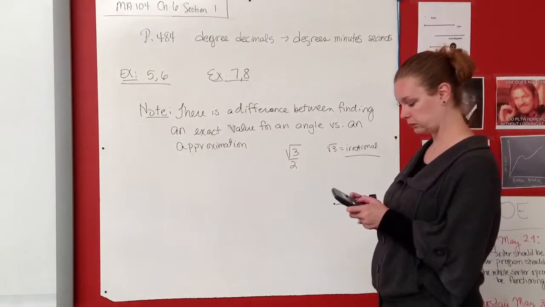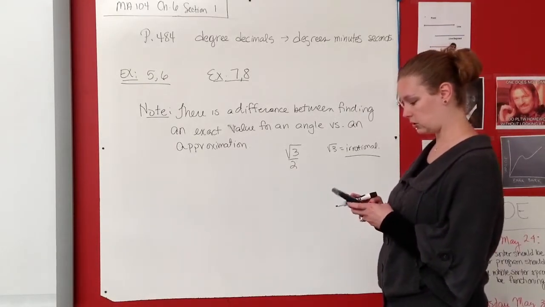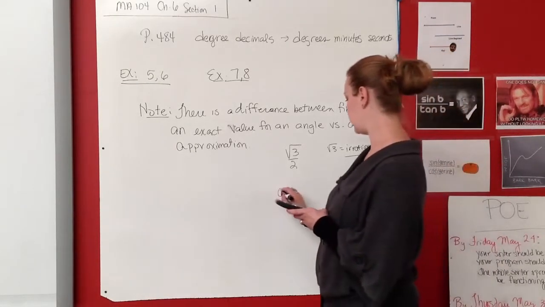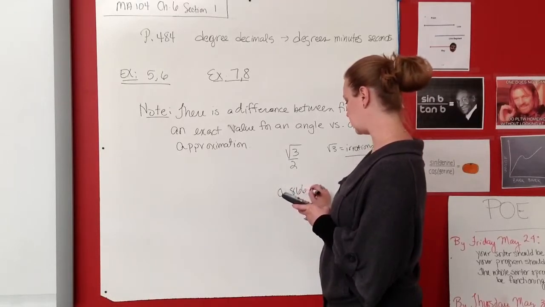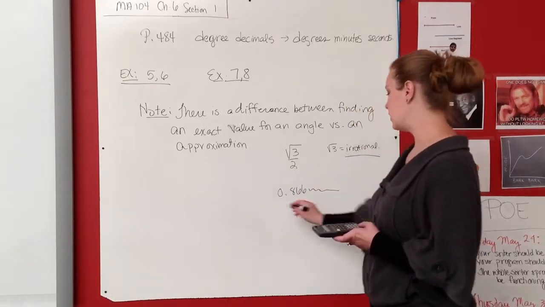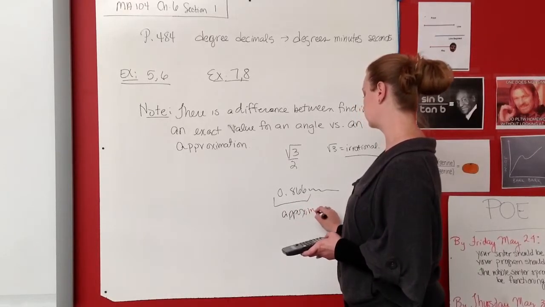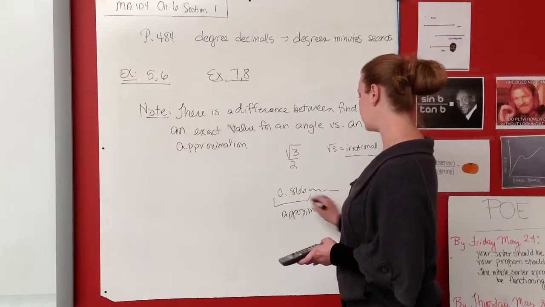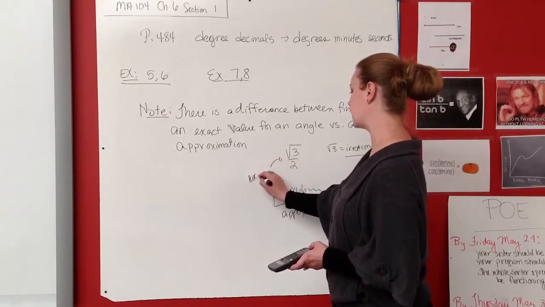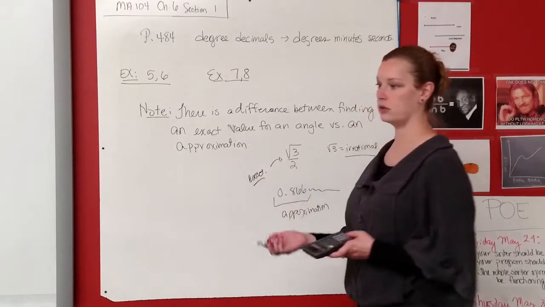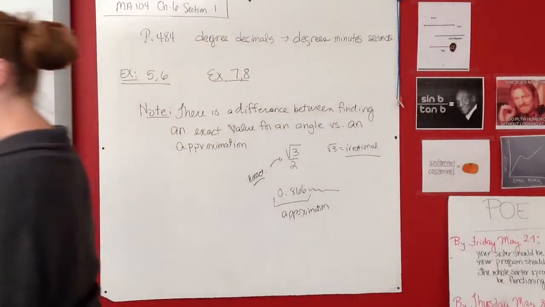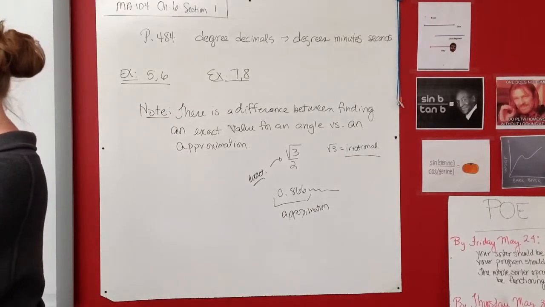So square root 3 divided by 2 is 0.866 and some other stuff. This is an approximation. But if we leave it like this, we have an exact value. So note the difference between an approximation and an exact value. That is an important distinction.